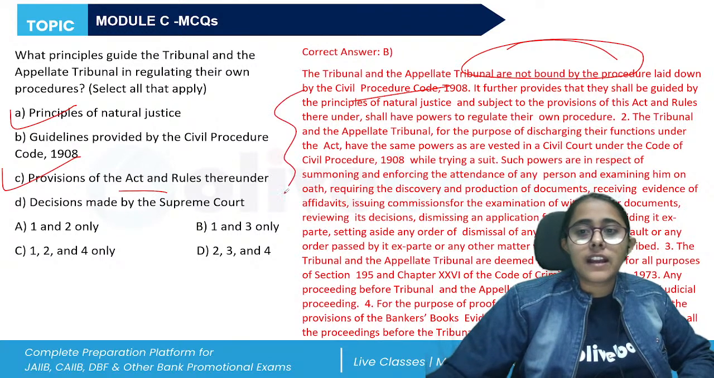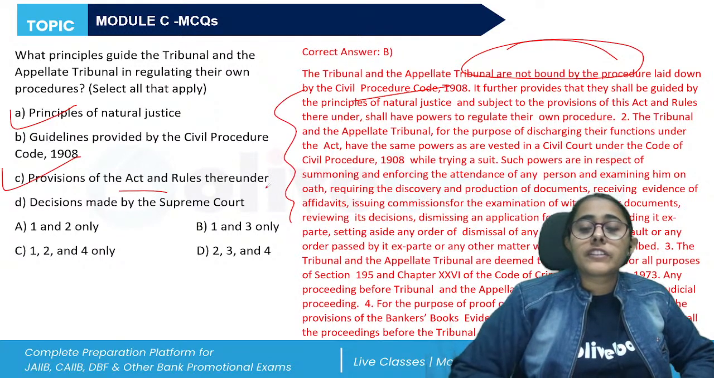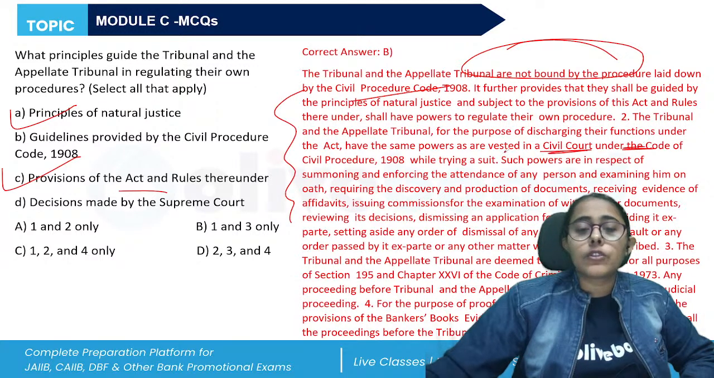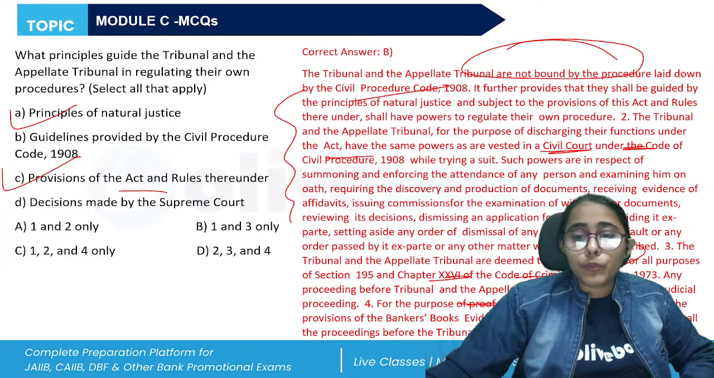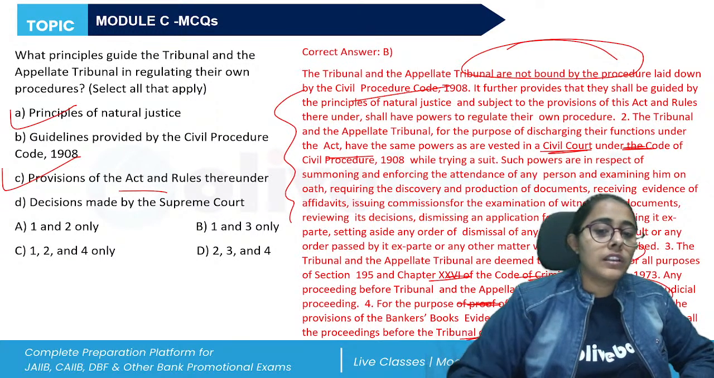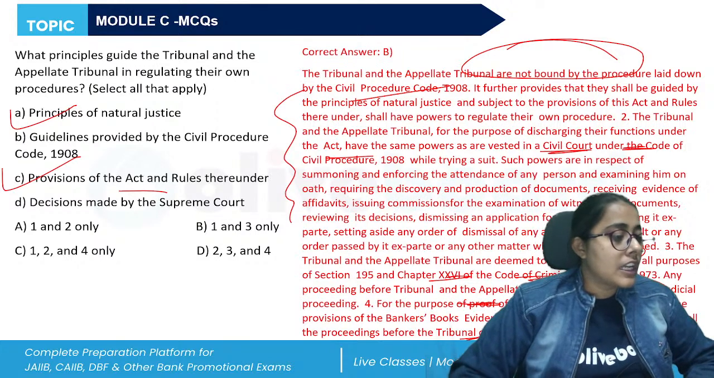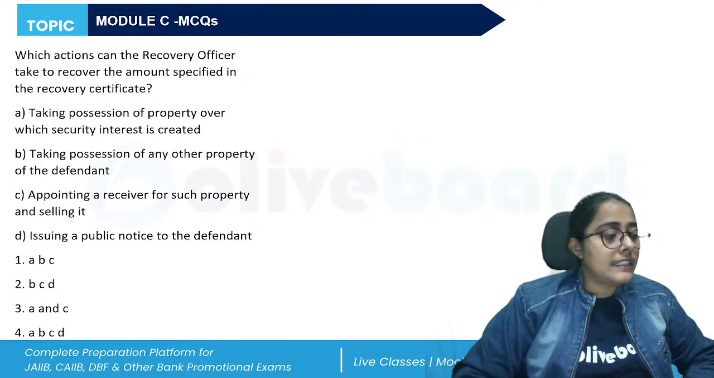For the purpose of discharging their functions, they have the same powers as are vested in a civil court under the Code of Civil Procedure, right? Then the tribunal and the appellate tribunal are also deemed to be a civil court for the purposes of the Code of Criminal Procedure. For the purpose of proof, they can ask for entries in the banker's book, and it shall apply to all the proceedings before the tribunal or the appellate tribunal. So these are the powers that the DRAT and DRTs have.